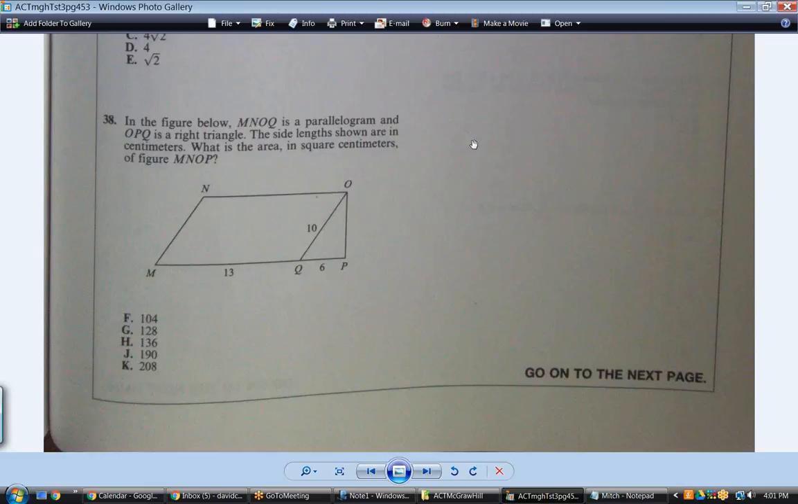There's 2 ways you can do this problem. What are they? You figure out that OPQ right triangle, that third side, and then you just multiply 13 by whatever that third side is? What's the third side? What is OP going to be equal to? 8. Okay. Now, once you've figured out that third side, you can now figure out the area of the triangle.